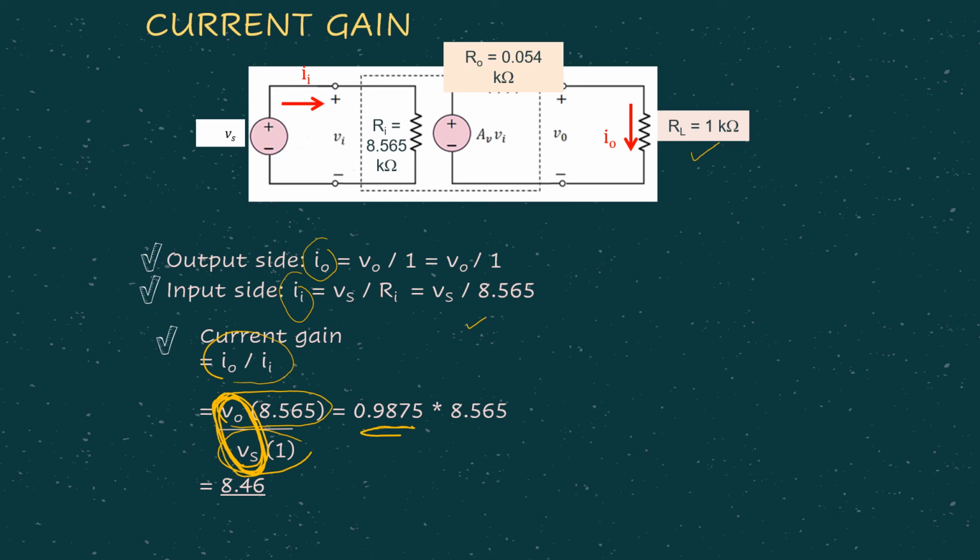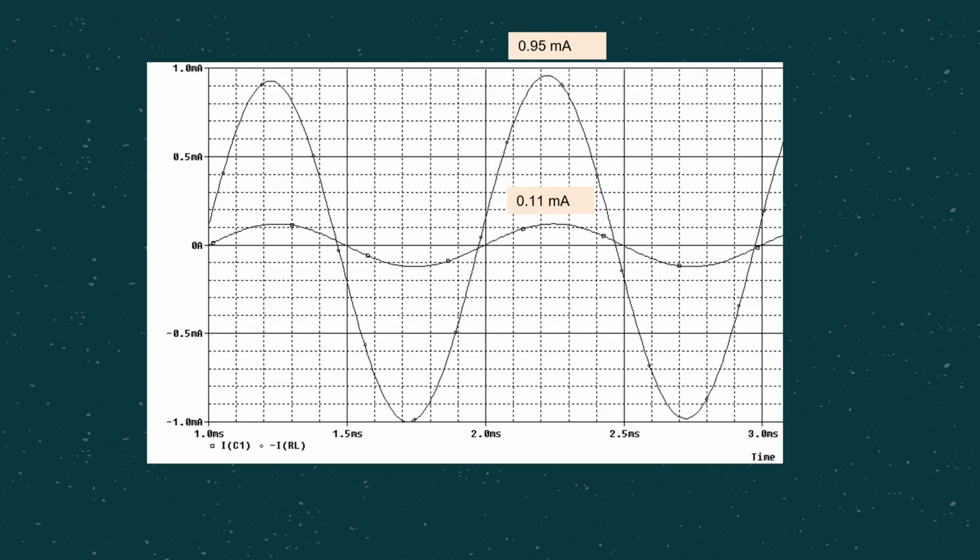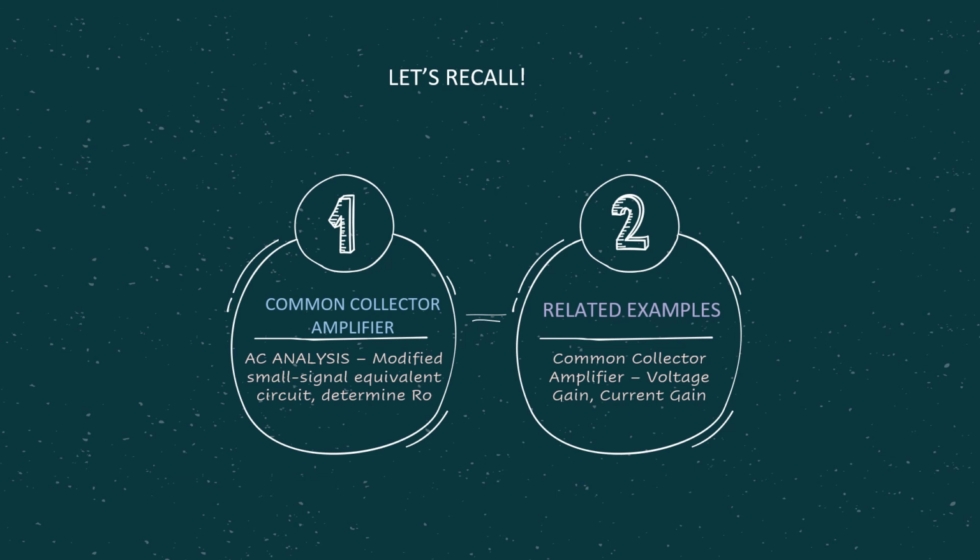So you are having current gain is 8.46, meaning yes, the current is being amplified by how much? By 8.46. So if we do PSpice simulation for this particular common collector example, as we can see here from the waveform, this is our input current and this is our output current, because it is being amplified by 8 something just now, right?